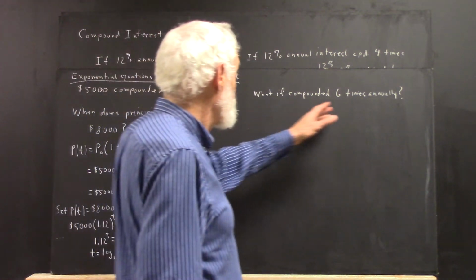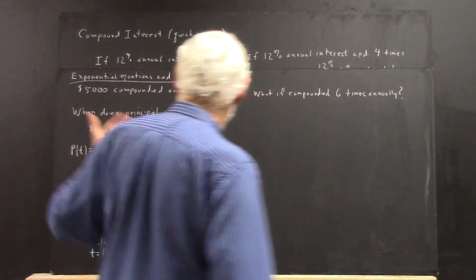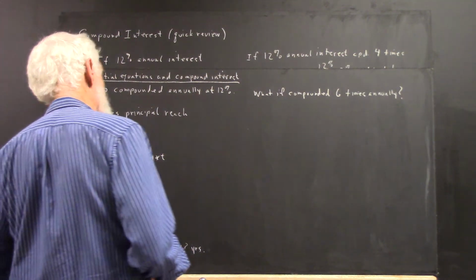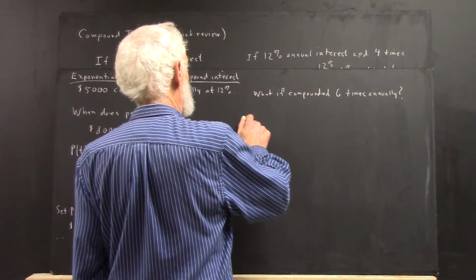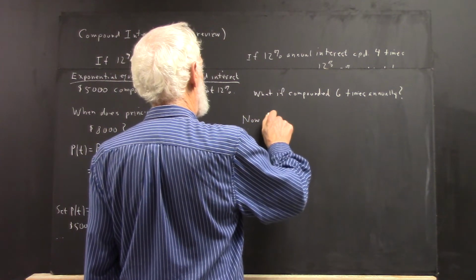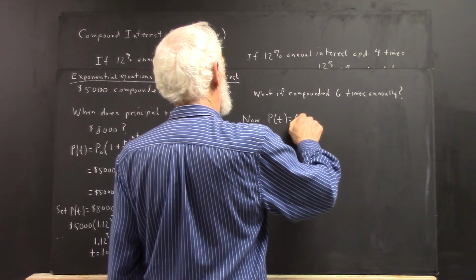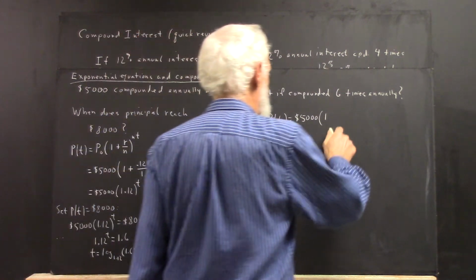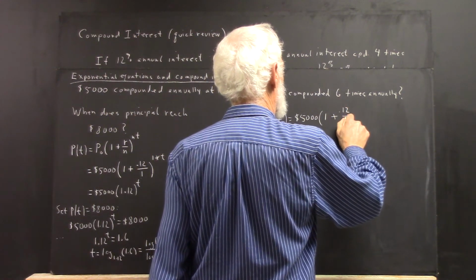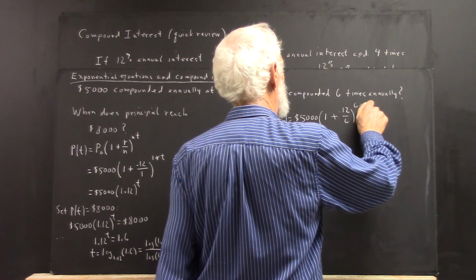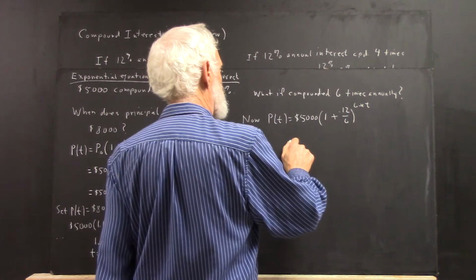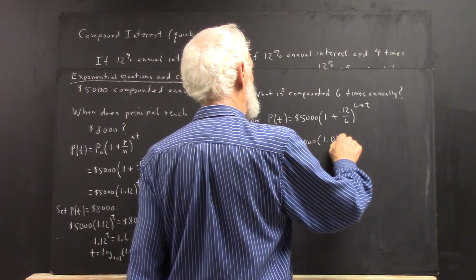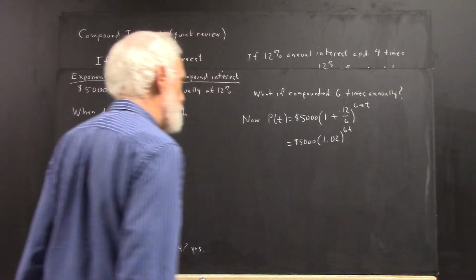Okay? Now what if the thing is compounded 6 times annually? Same question. What's it going to be up to $8,000? What if it's 6 times annually? Well, now you get principal function $5,000 times, I'll write it out, 1 plus 0.12 over 6 to the 6 times t, which is $5,000 times 1.02 raised to the 6t.